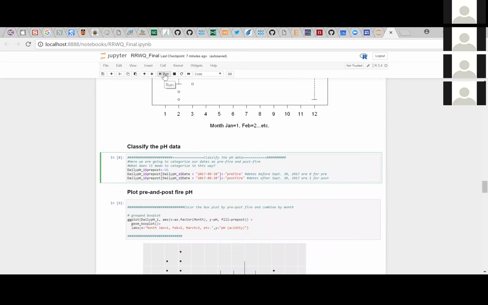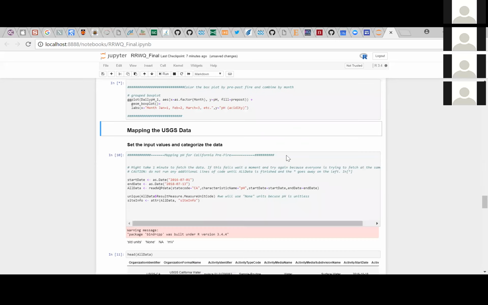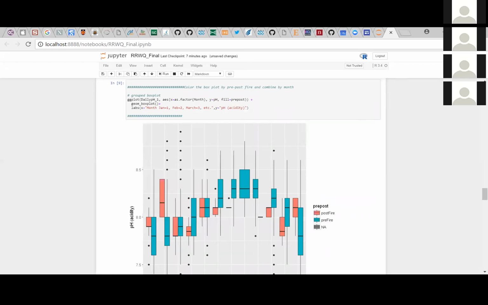Okay, so in this next section, I'm then classifying the data in a really simple pre-post fire based on the date. There are other ways to go about this, but for the purposes of this demo, it'll be a very simple date classification. And then based on that classification here, this is ggplot. ggplot is available in both Python and R. And so it's a nice package to look at data in this way, to simplify the groupings and the colors.